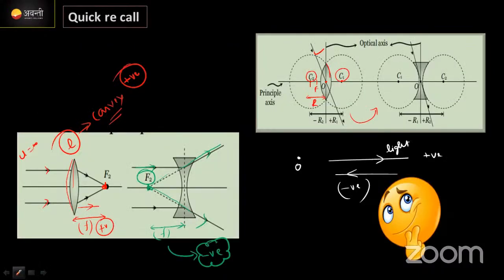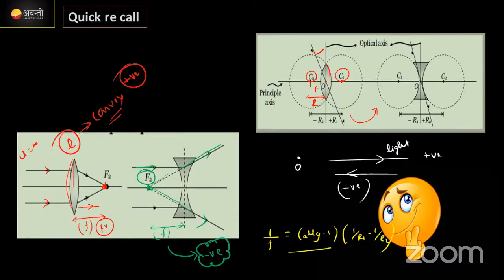Then after that we derive one formula also, the lens makers formula. Correct? What it gives is 1 by f is equal to mu g of a minus 1 into 1 by r1 minus 1 by r2. This is the equation which we got from the lens makers formula. Now we'll discuss further about this formula.